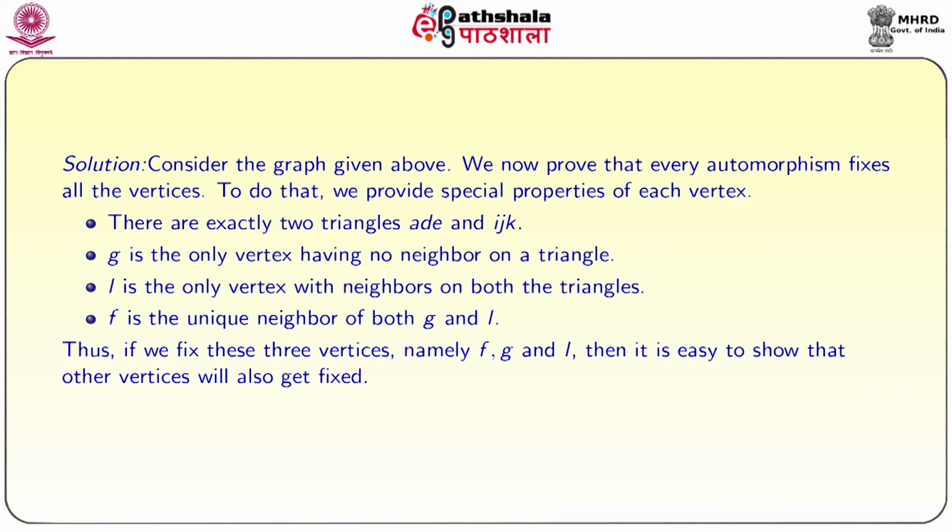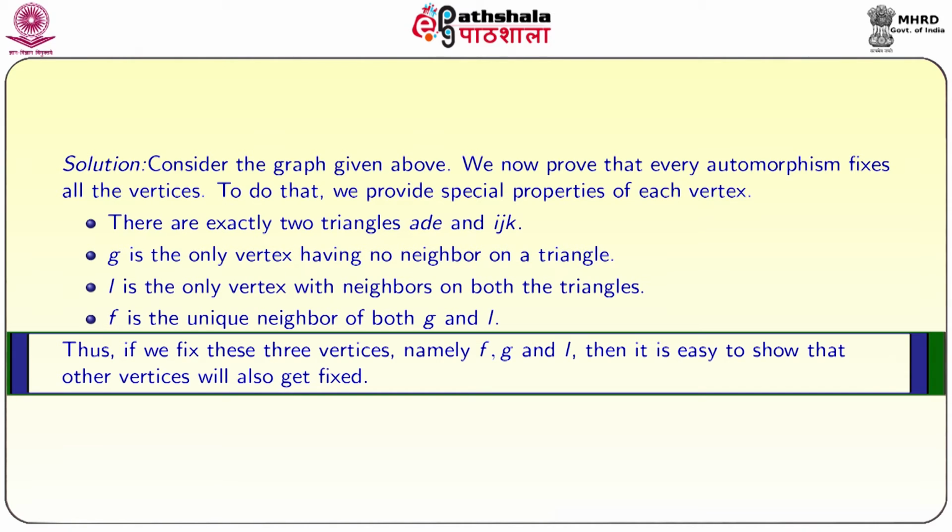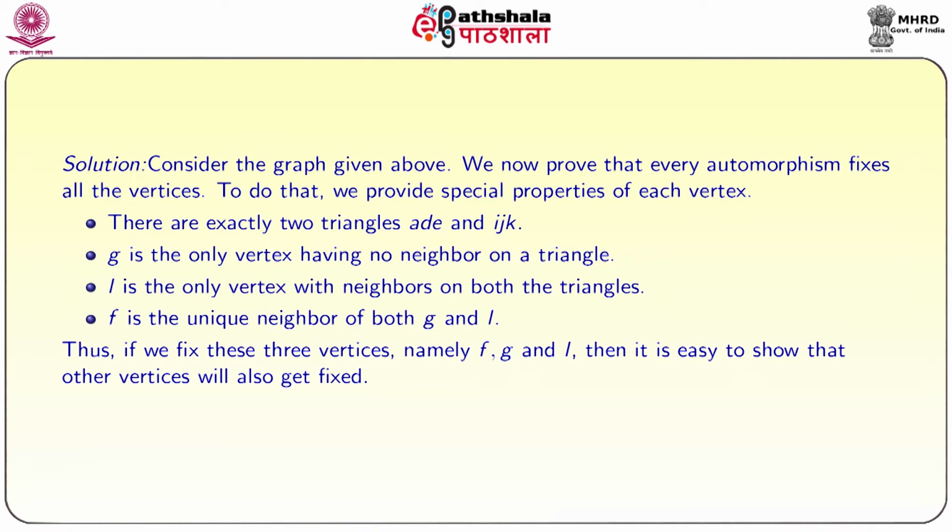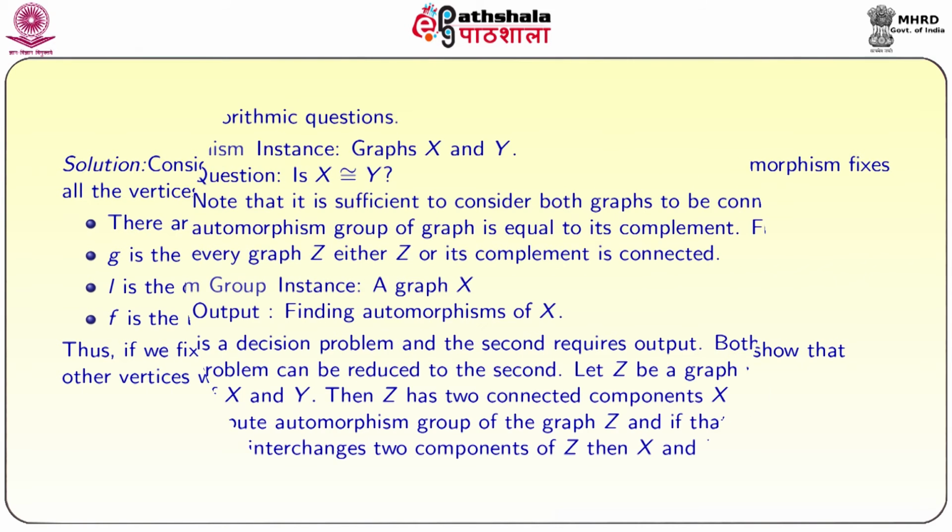Like that, each vertex has a unique feature. That is why it is difficult to map one vertex to some other vertex. Thus, if you fix these three vertices, namely F, G and L, then it is easy to show that other vertices also need to be fixed. So, that is why there is only one automorphism. Hence, the graph given in the previous slide is an asymmetric graph, and it is a regular graph.